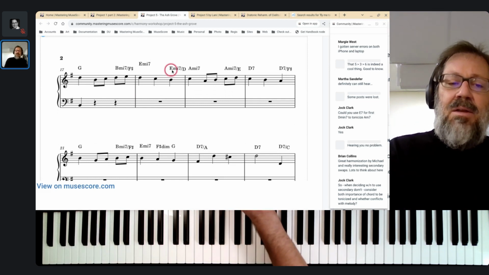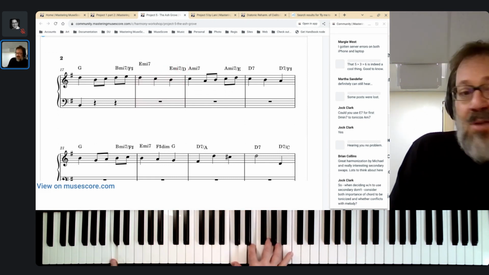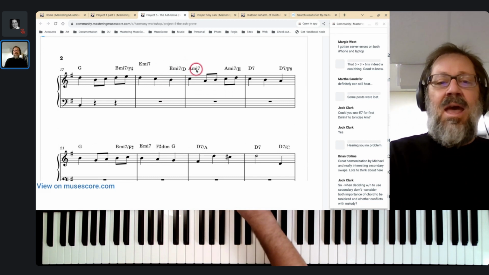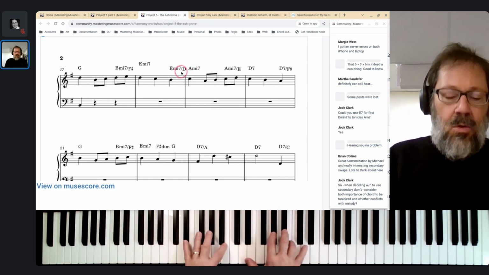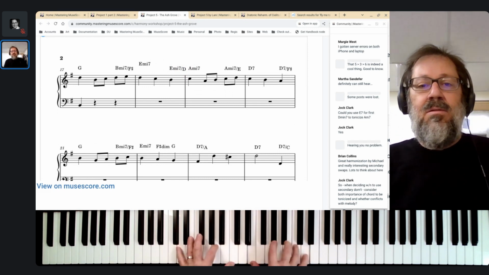Here I made the comment, I think that E minor with the D in the bass doesn't really help at all, because the D, anytime you use an inversion, I really expect it to resolve by step, and it didn't happen there. So I'm just going to ignore that chord and stick with E7. A minor 7, D7.